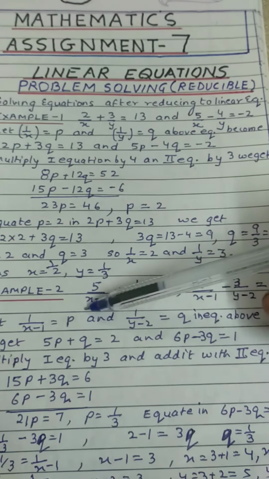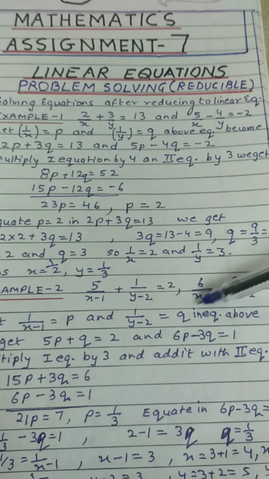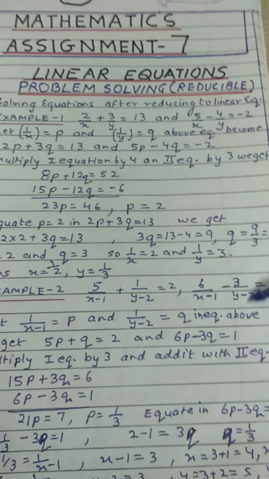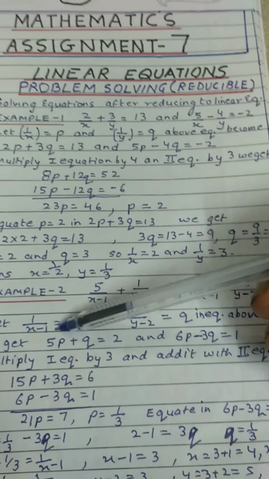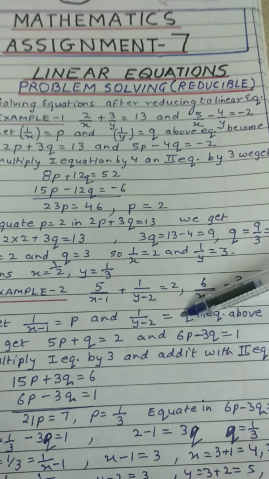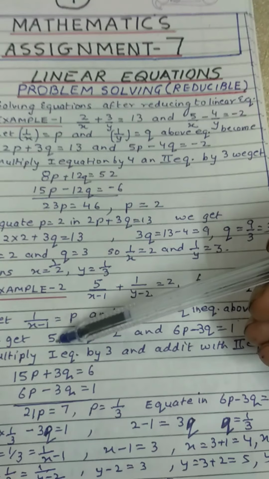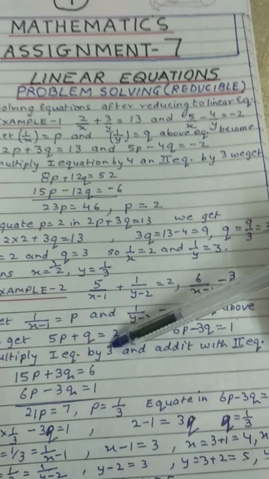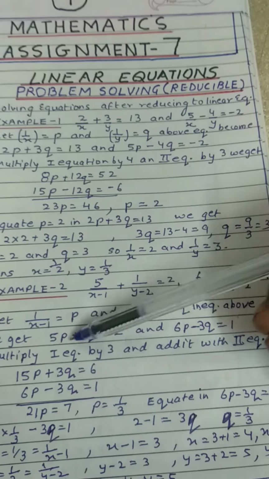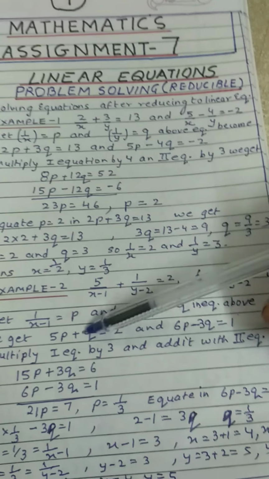Let 1 over x minus 1 be p, 1 over y minus 2 be q in the equations above. We get 5p plus q equals 2 and 6p minus 3q equals 1. Now you can see they are linear equations. Now we are solving them.